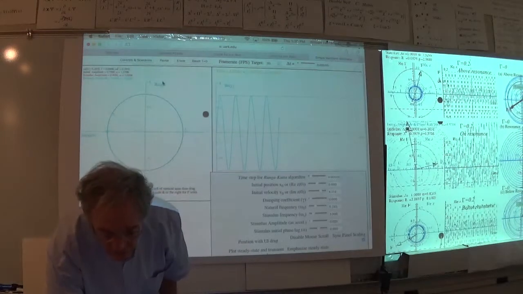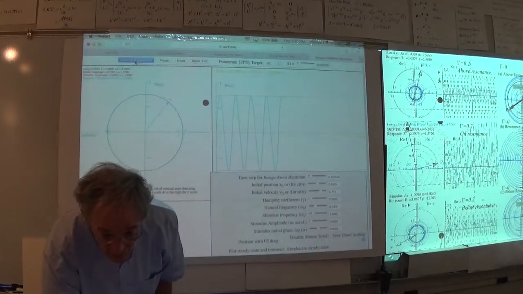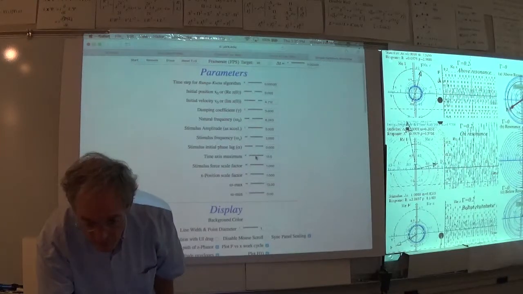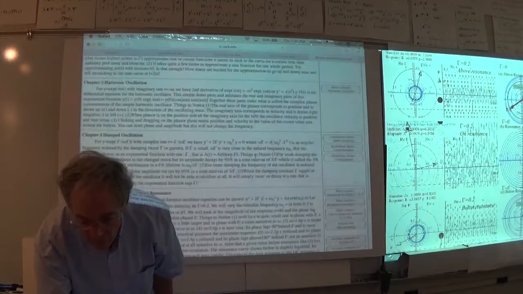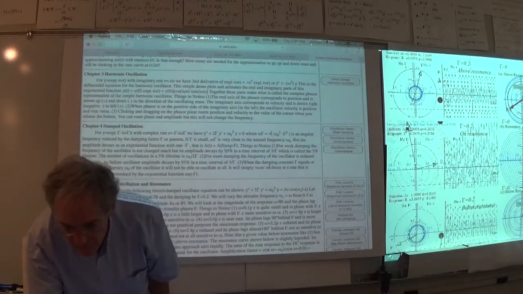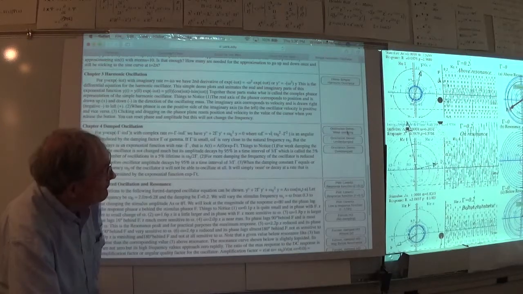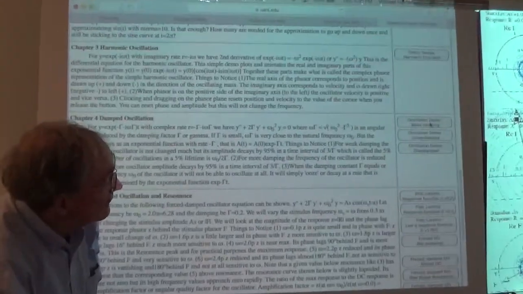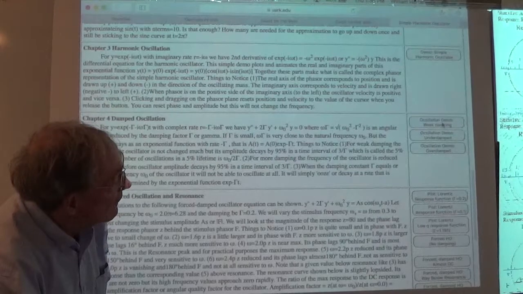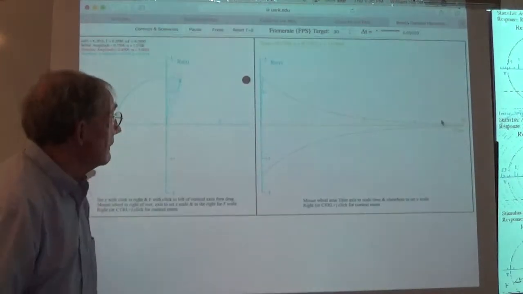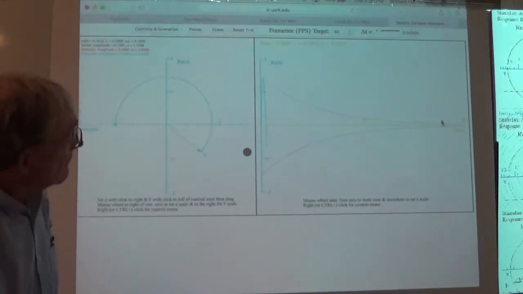Let's go ahead and use them since we're getting short on time here. About midway down. This is that bottom section. This one will show us some weak damping. So let's go ahead and do that one first, and see how that comes out.